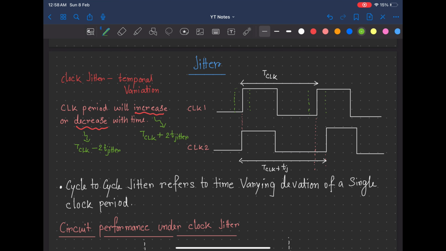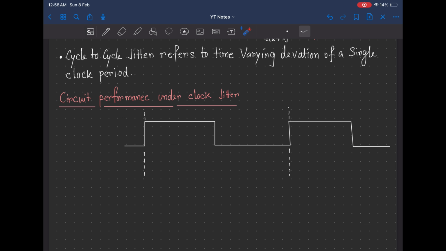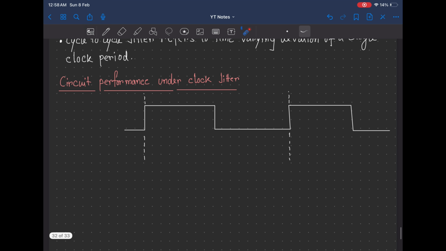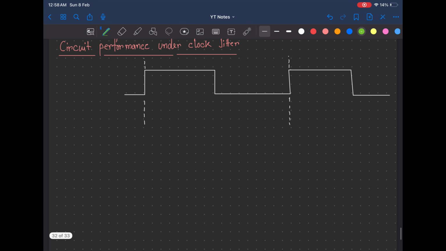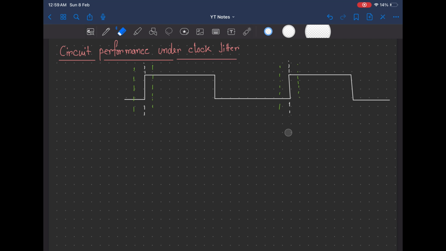Another term is cycle to cycle jitter, which refers to the time varying deviation of a single clock period. Now coming to the next part, circuit performance under the clock jitter. For circuit performance, we will see the maximum timing analysis with jitter and the minimum timing analysis with jitter. Let's first mention some of the points.